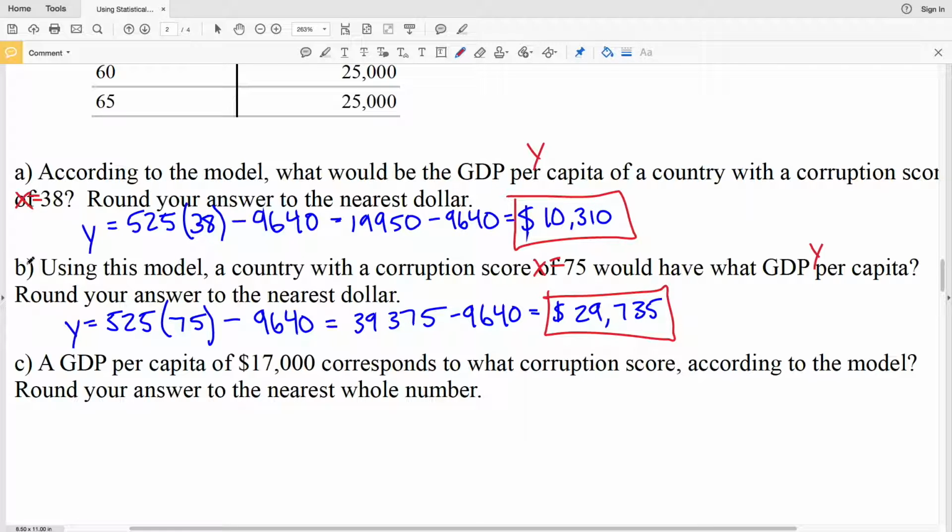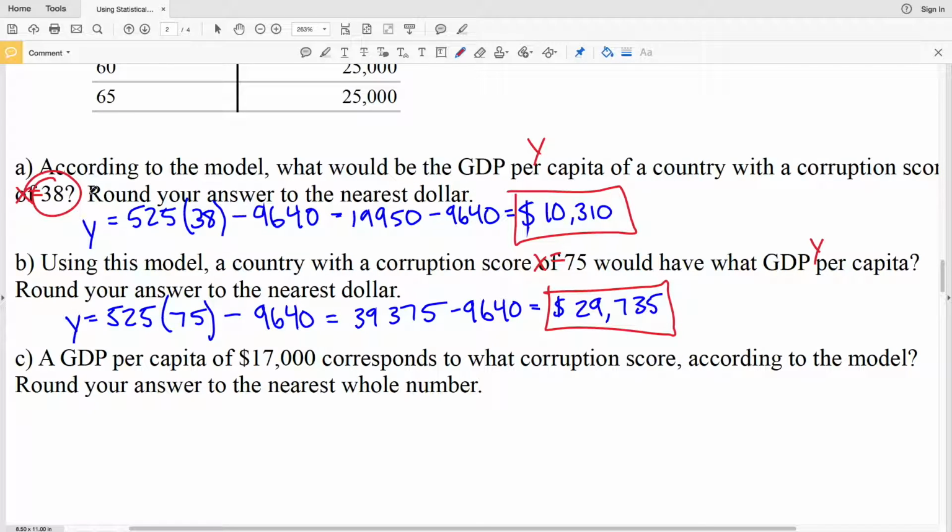And note that in part B, our GDP was greater than part A because remember the correlation. The economists found that the amount of corruption is correlated to the productivity. So the more corrupt a country is, the closer to 0, the less productive that country is. The less corrupt, which is closer to 100, the more productive that country is. So that's why a corruption score of closer to 0 gives a lesser GDP, whereas a corruption score of closer to 100 gives a higher GDP.